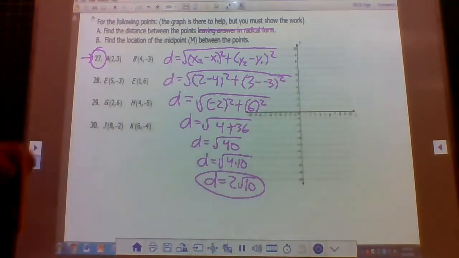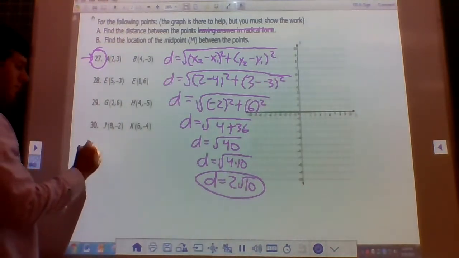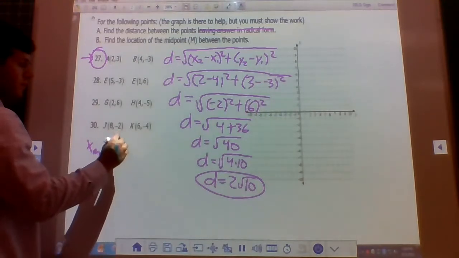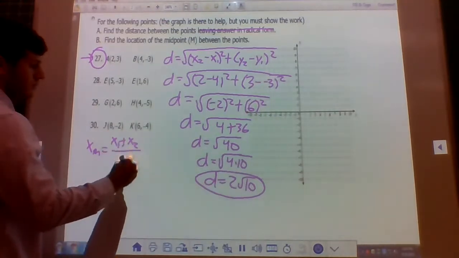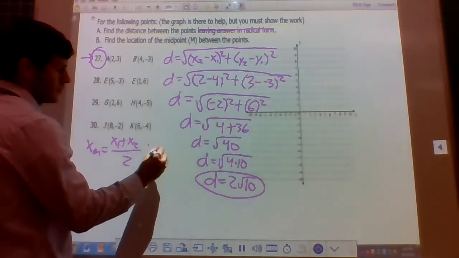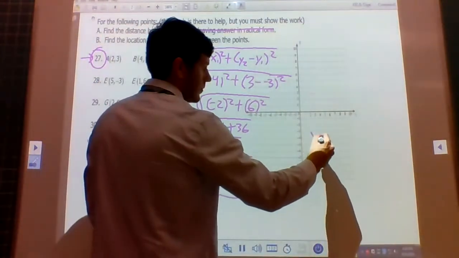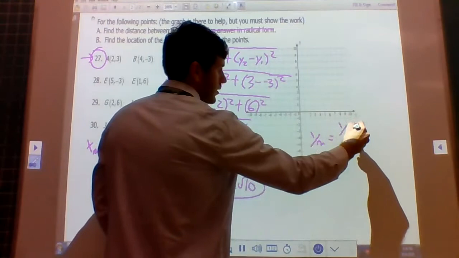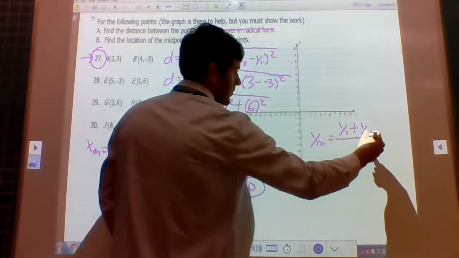Okay, then we want to find the midpoint. So xm is going to equal x1 plus x2 over 2. And ym is going to equal, let's do it over here, ym is going to equal y1 plus y2 over 2.